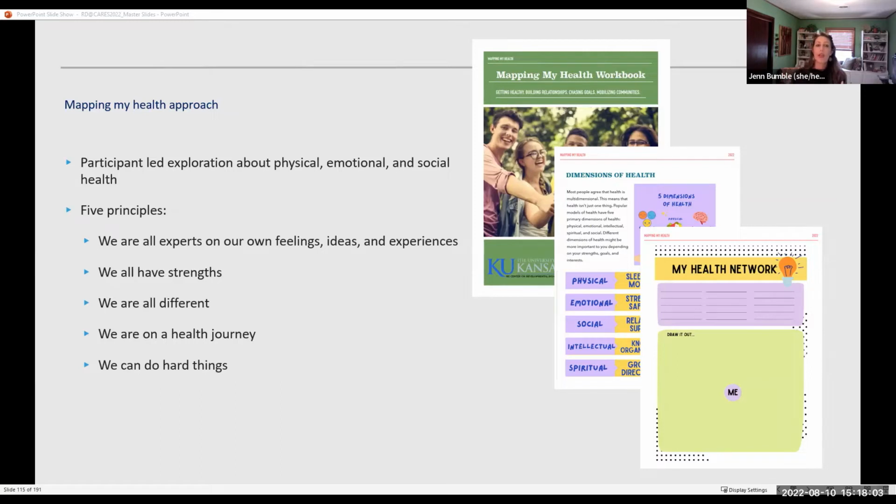So the goal isn't always to meet the health goal that they set. It's much more important, the lessons that they learn along the way. And also, we can all do hard things. We know that improving our health or expanding our support network is difficult and challenging. And just the fact that we're embarking on this journey together really indicates that we can do these hard things and really empowers young women to move forward with their health goals. Next slide.